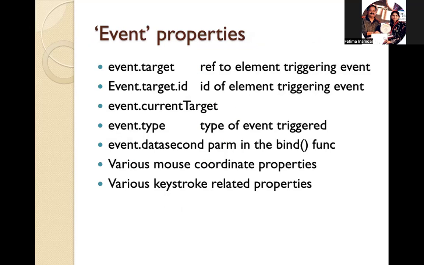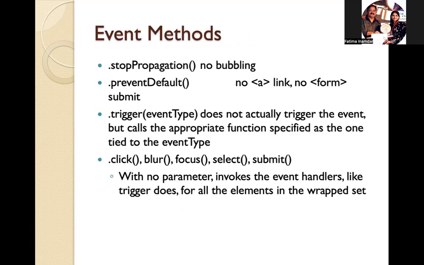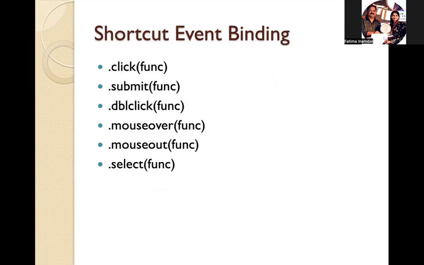Then we have to consider here a particular mouse coordinate properties, keystroke related properties like that in the event properties. Event methods we have to consider here, in which we have to use a particular click event or blur event or focus or select event. So this method doesn't require any parameters. It invokes the event handlers like triggering a particular point. So for a particular event, it is to be used in a wrap set.